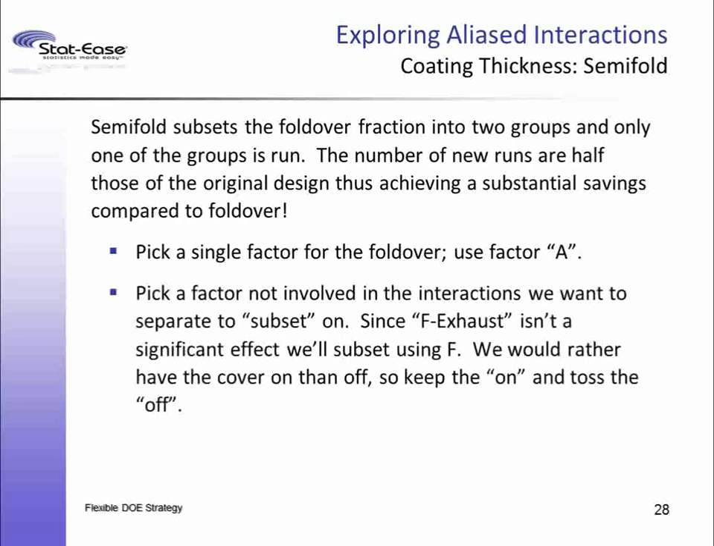Then we also pick a factor that's not involved in the interactions that we want to separate to do our split. So that's key. Your first factor that you choose is a factor that's significant, that's in one of the interactions. The second factor that you choose is one that's not involved in the interactions. So in our case, we could just take that last factor, factor F.